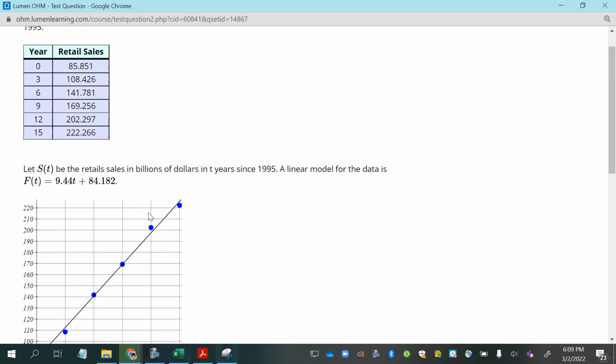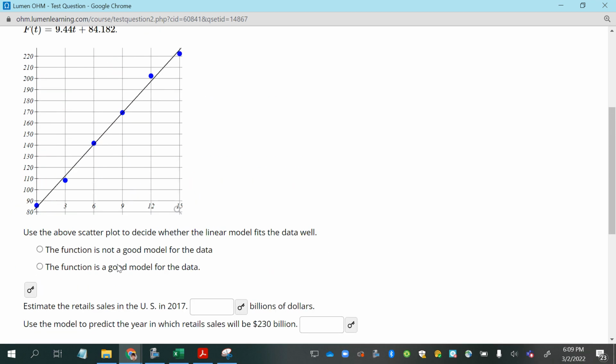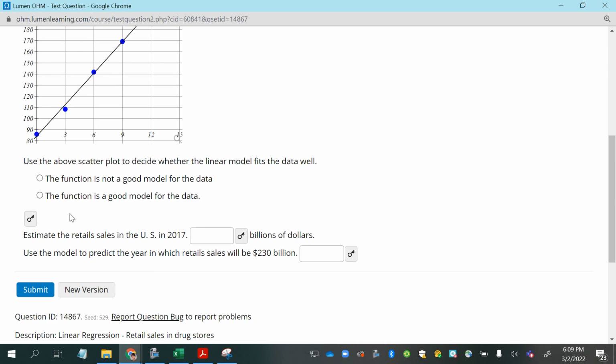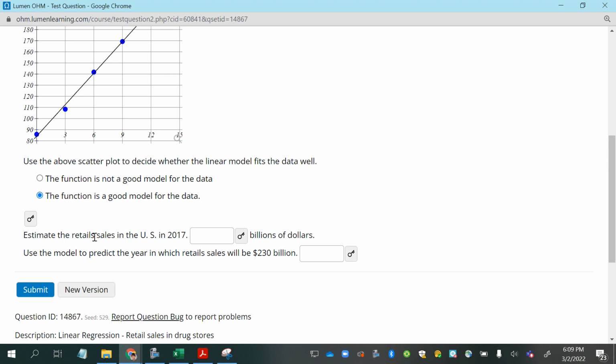All right, I think this question always gets a few students, even though we've gone over it. Maybe there isn't a video attached to this exact version of it, but we've definitely gone over it. It's in the playlist for test 1, but let's do it again. What we see here is that it's telling us to use the above scatter plot to decide whether the linear model fits the data well. Well, the dots look like they're fitting pretty close to the line, so I would say yes, just based on the scatter plot.